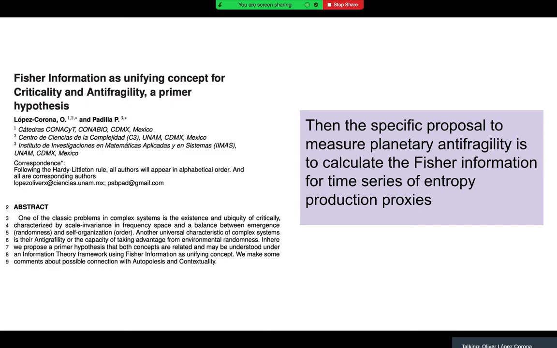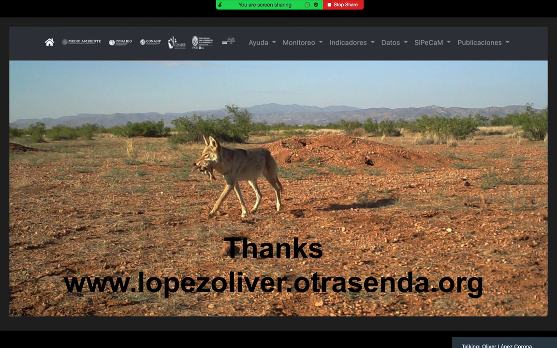We have this specific proposal to measure planetary antifragility, calculating the Fisher information for time series of proxies of entropy production, and we are working in this more general framework, trying to establish the link between criticality and antifragility, and we think that link is Fisher information. And pretty much that's what I wanted to talk to you about today. So thank you for listening.